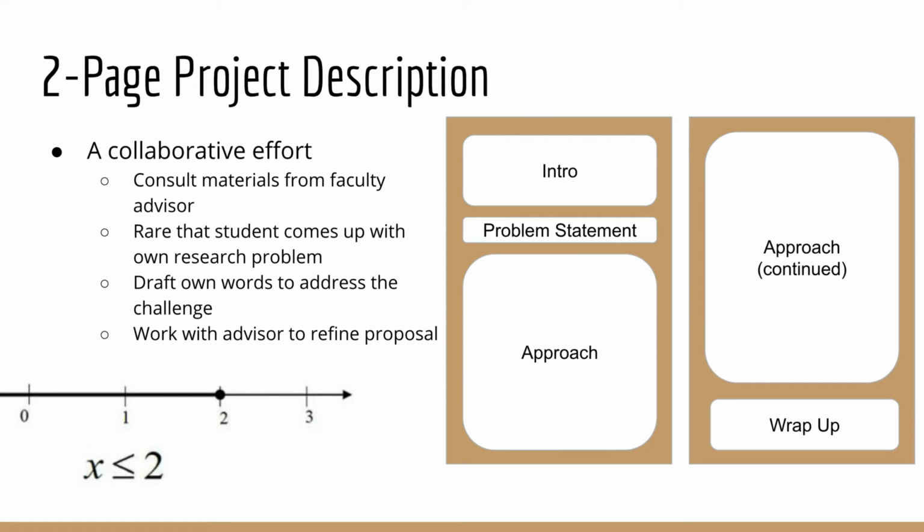A typical 2-page project description might be laid out like this. It is a collaborative effort between you and your faculty advisor, but it is primarily your original work. So you can consult materials from a faculty advisor. It really is rare that a student comes up with their own research problem. Very often that's something you do with your faculty advisor, but we want you to draft your own words to address the challenge and work with the advisor to then refine your proposal. So it is your work, but your advisor helps you refine it.